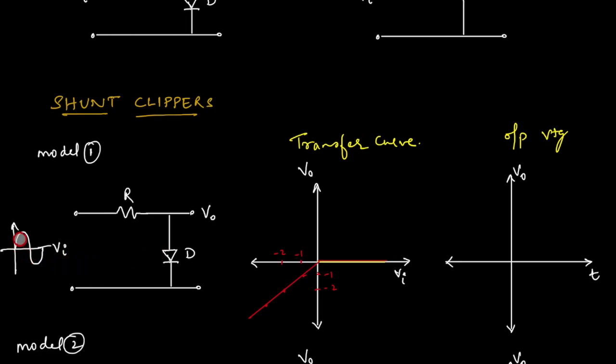The input varies from 0 to maximum and maximum to 0, which is positive. For that we have seen that the diode will short circuit, and whatever potential is here will appear here, because it is a short line.